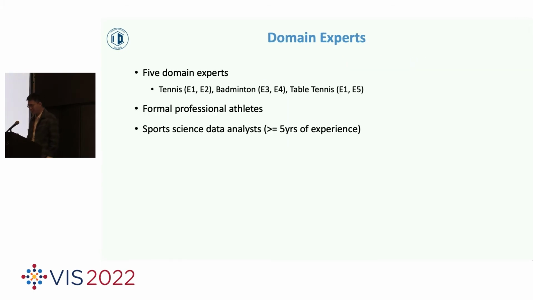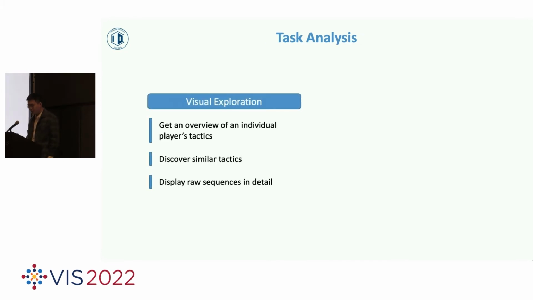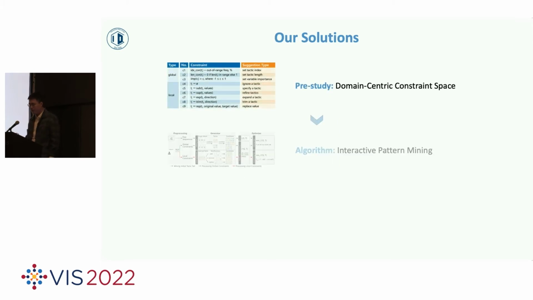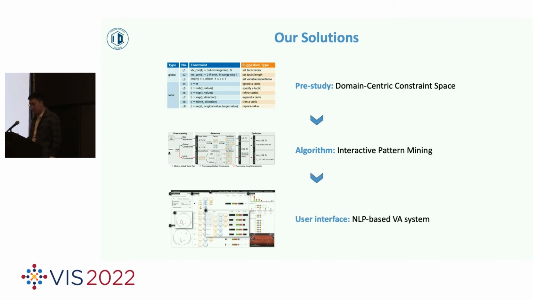So to address these challenges, we collaborated with 5 domain experts in tennis, badminton, and table tennis. During our long-term collaboration over half a year, we summarized 5 analysis tasks about how to visually explore player tactics and how to suggest adjustments to machine-detected tactic patterns. So based on these tasks, we propose solutions through 3 steps.